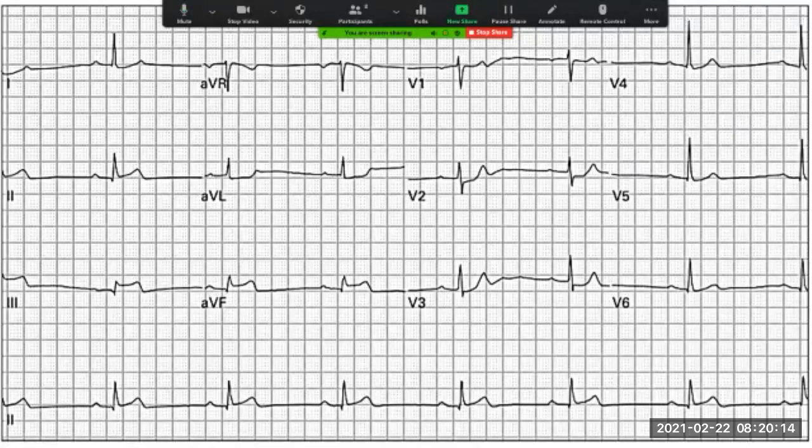All right. So first, let's have a look at the axis. If we look at the axis, we've got lead 1 pointing upward, and we've got lead aVF pointing upward, even though there's a slight abnormality here. I'm sure even you guys remember, we said when both are pointing upwards, it means we've got a normal axis. Very good. Excellent. Then we go to the rhythm.